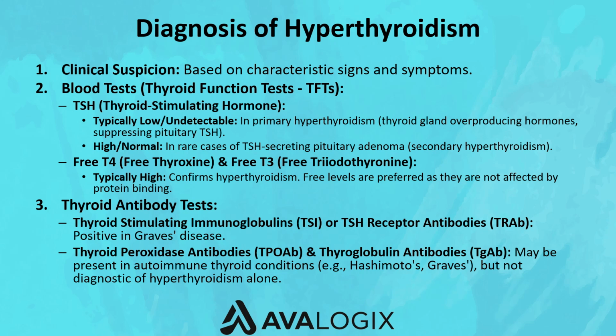Next, we look at free T3 and T4, the unbound forms that actually enter tissues. In hyperthyroidism, these are usually elevated. Sometimes only T3 is elevated, a condition known as T3 toxicosis. We also use antibody tests, especially for Graves' disease. The key ones are TSI or TRAb, which confirm the autoimmune cause. TPO and thyroglobulin antibodies may be seen in autoimmune thyroid disease, but aren't specific for hyperthyroidism alone. So, diagnosis is a combination of clinical features, hormone levels, and antibody tests.